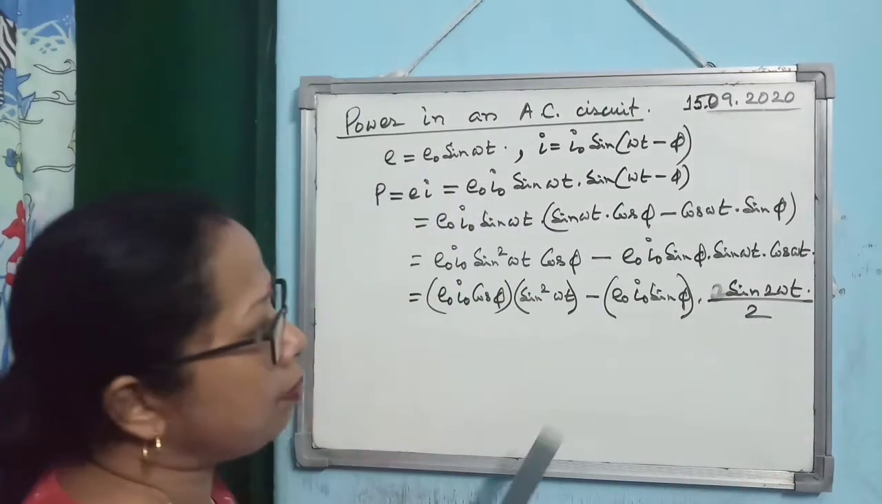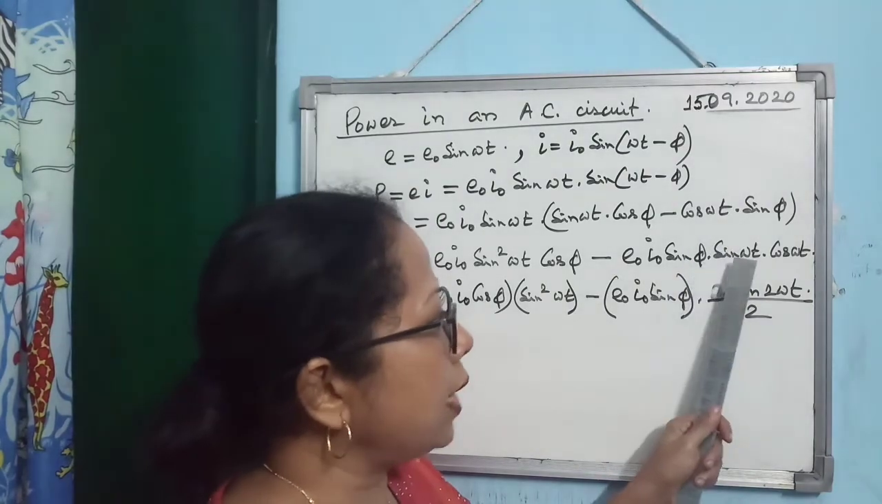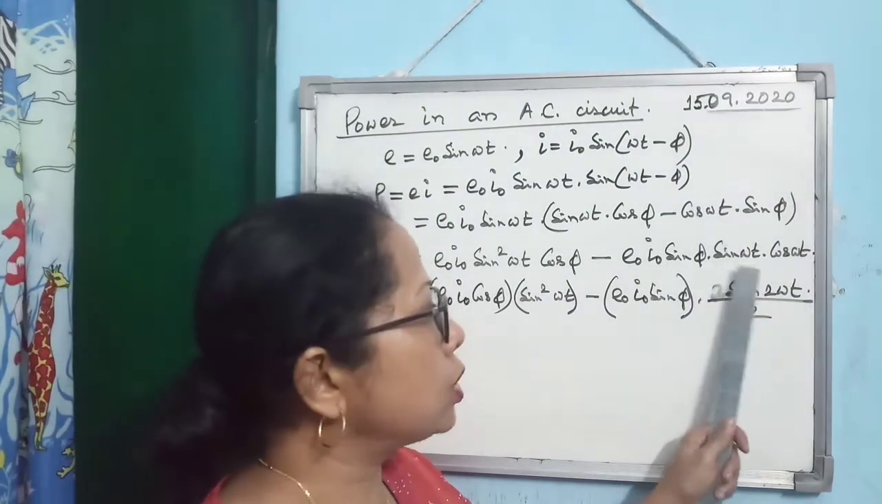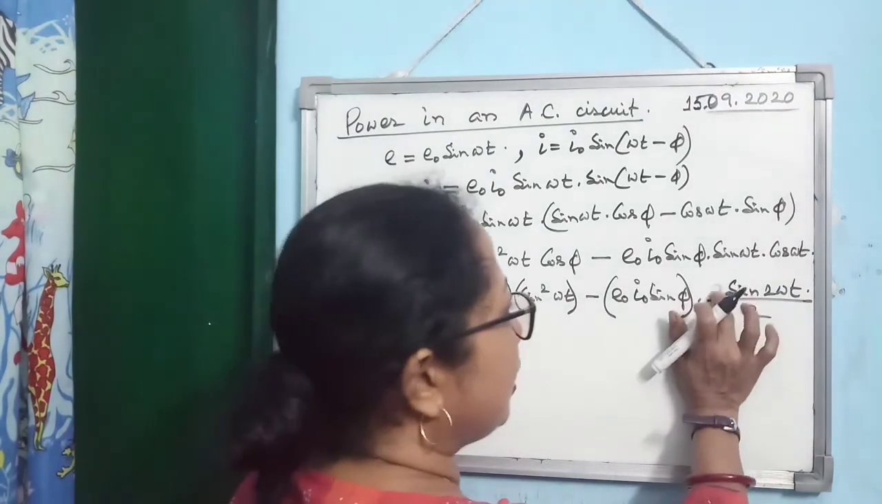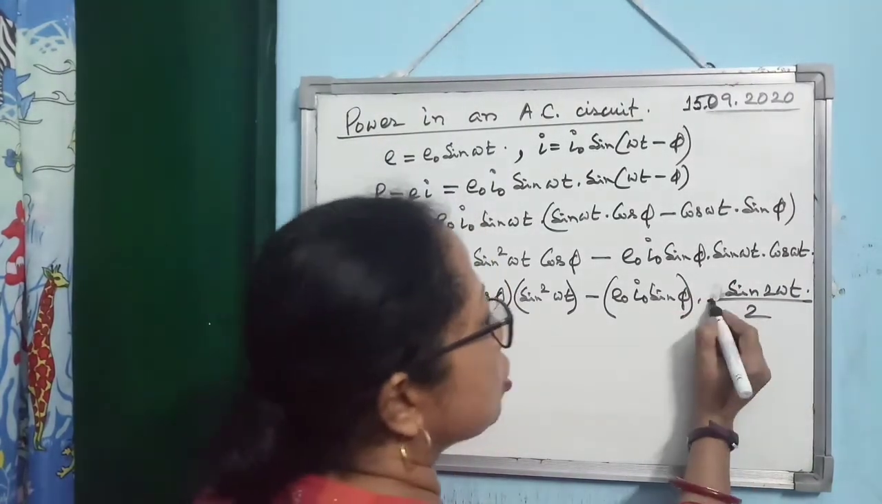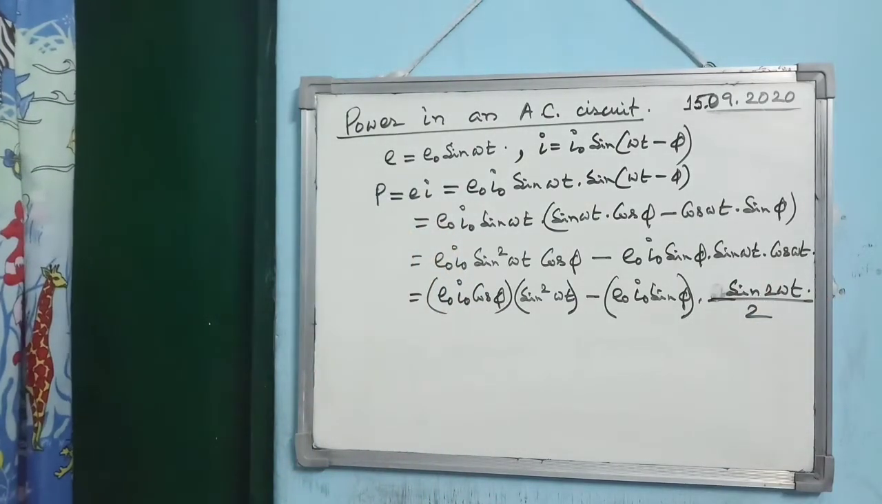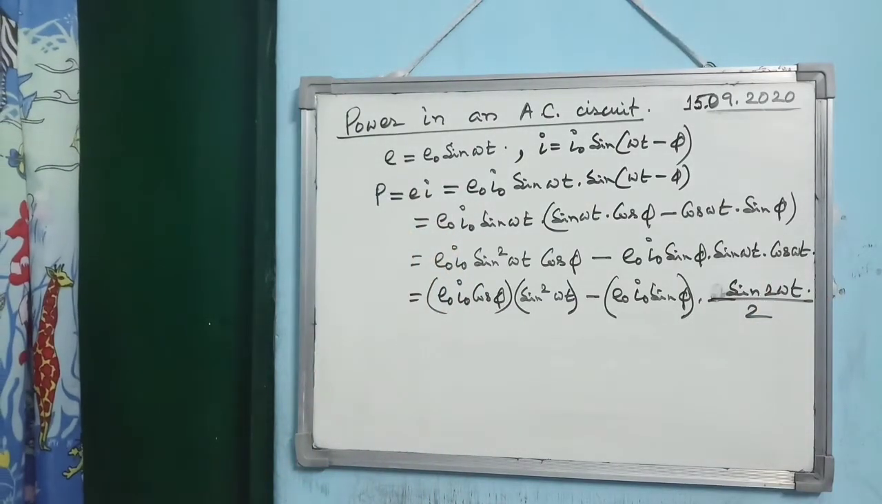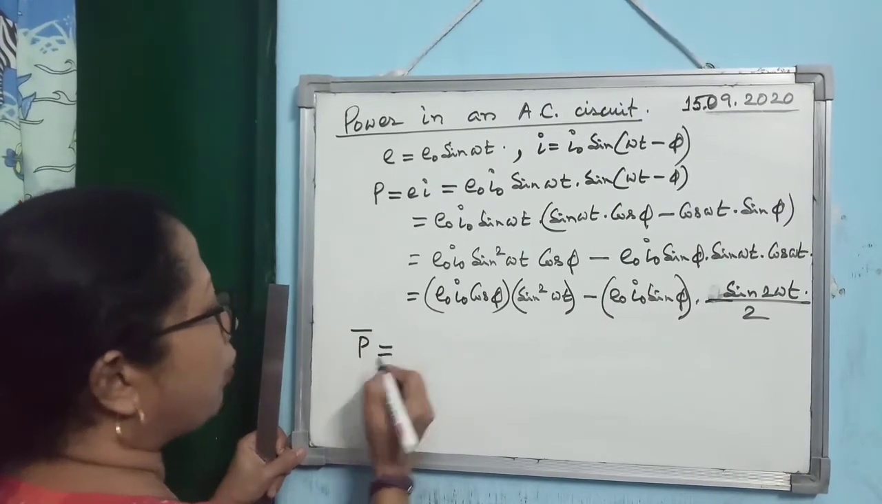Just see, if I multiply and divide it by 2, then what will happen? 2 sin omega t cos omega t is sin 2 omega t, and then divided by 2. So sin omega t cos omega t one can write as sin 2 omega t by 2. Is that clear? Now, what will be the average power then?